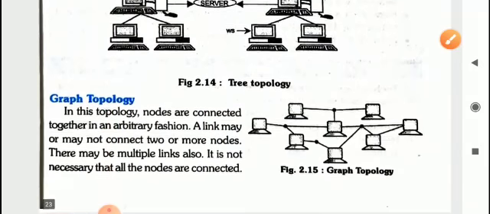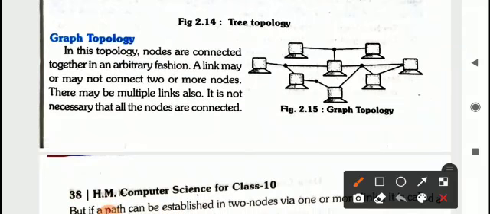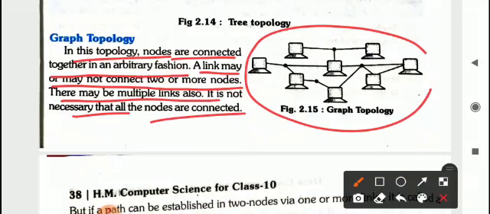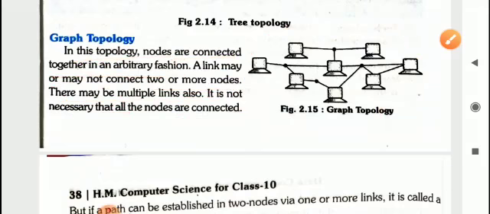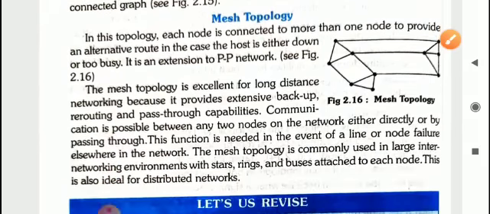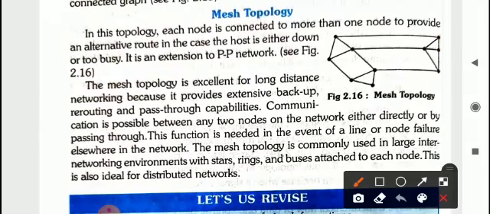Then we have graph topology. In this topology, nodes are connected together in an arbitrary fashion. A link may or may not connect two or more nodes. There may be multiple links also. It is not necessary that all the nodes are connected. You can see here this is the graphical form. Now, if a path can be established between two nodes via one or more links, it is called a connected graph. Then finally we have mesh topology.